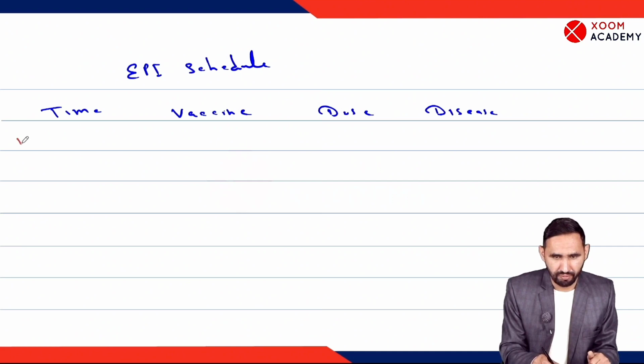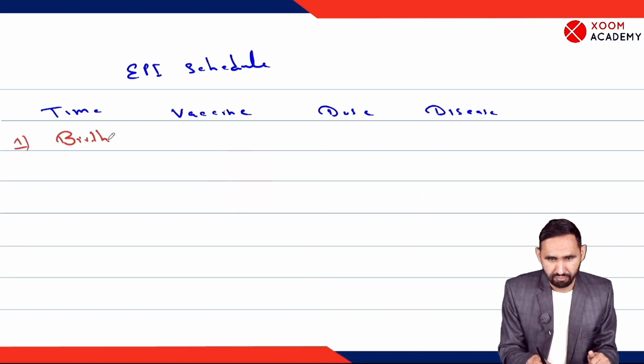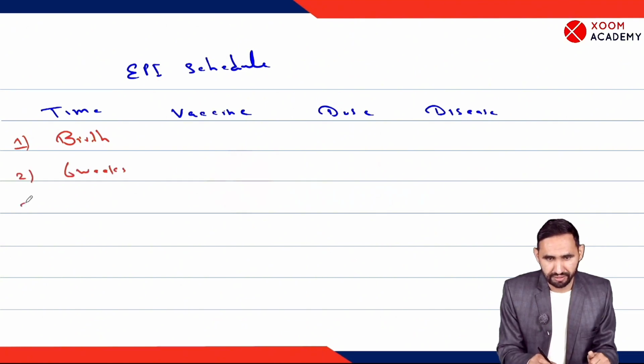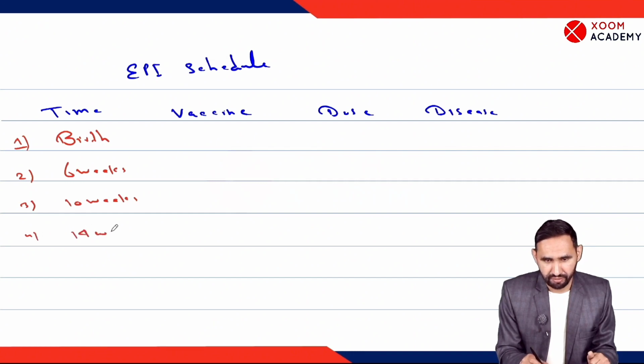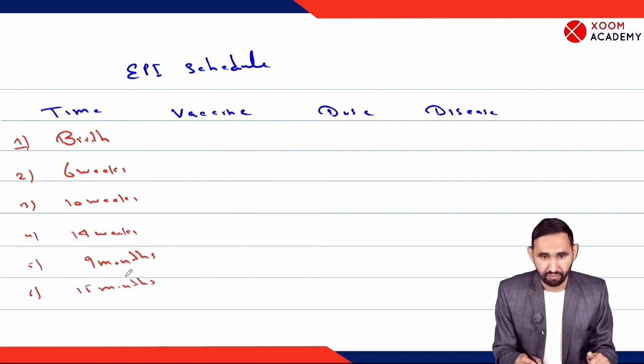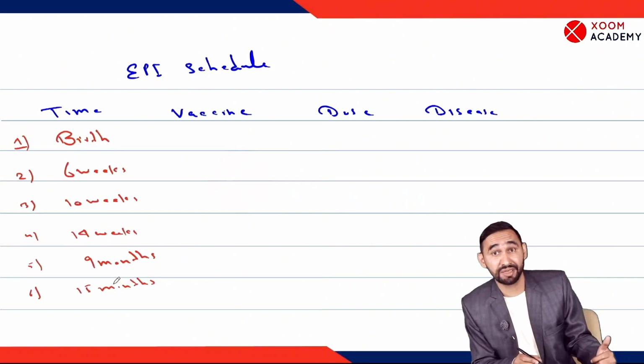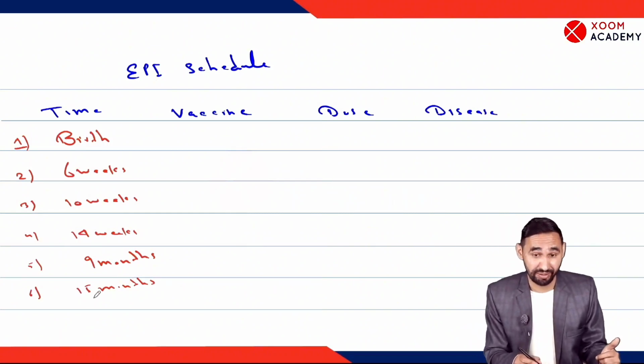So number one, vaccination is given at birth. Number two, it is given at 6 weeks. Then it is given at 10 weeks. Then at the age of 14 weeks. Then at the age of 9 months. Then at the age of 15 months. You must remember these times: birth, 6 weeks, 10 weeks, 14 weeks, 9 months, 15 months.